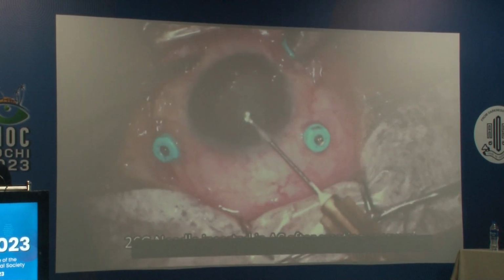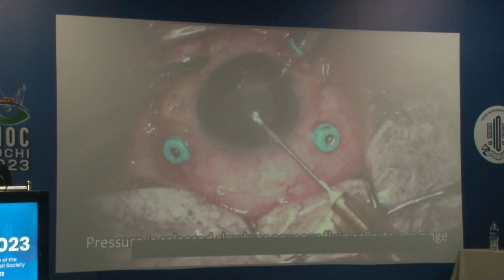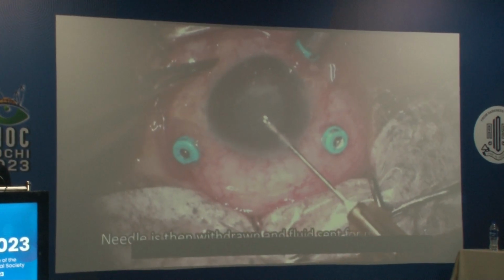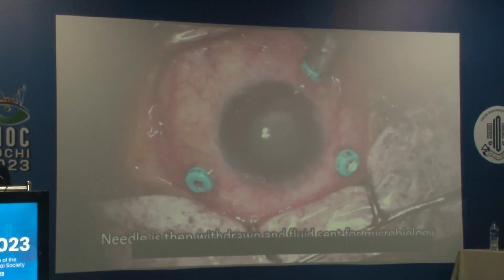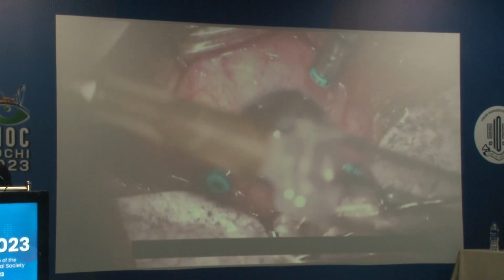So doing it live on the patient, you see, we have inserted the syringe, and you can hold the globe with the other hand. The needle is then withdrawn and the fluid is then sent for microbiology, and you see the sample is collected into the syringe.